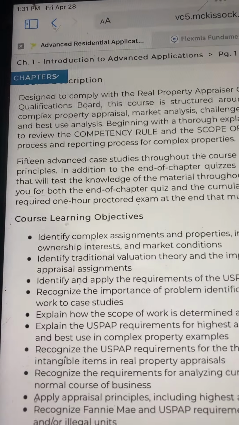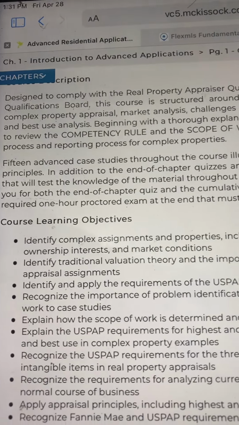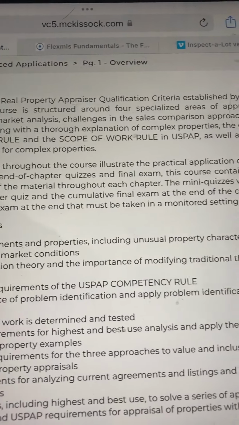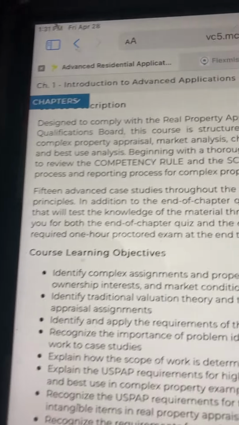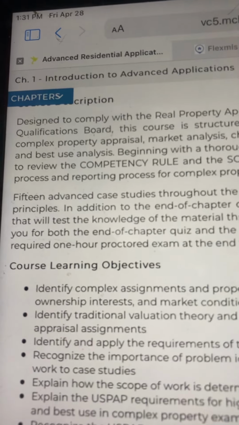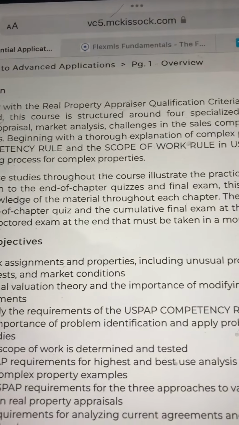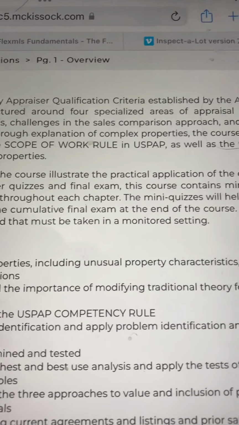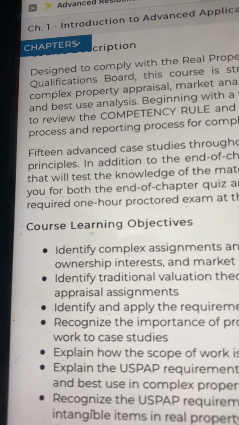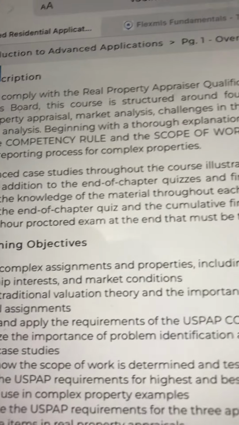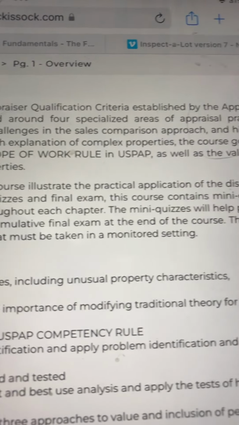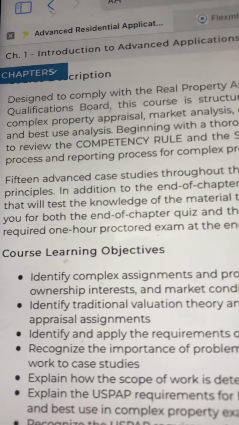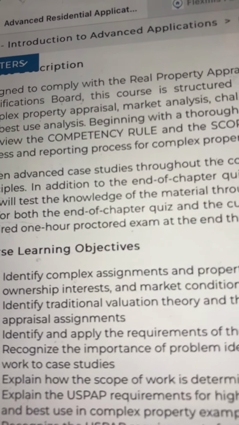Course description. Designed to comply with the real property appraiser qualification criteria established by the Appraiser Qualifications Board. This course is structured around 4 specialized areas of appraisal practice: complex property appraisal, market analysis, challenges in the sales comparison approach, and highest and best use analysis.